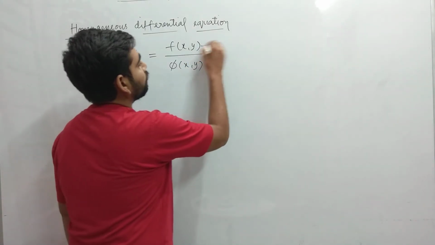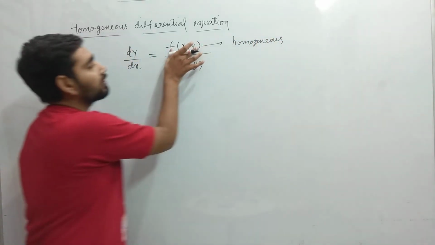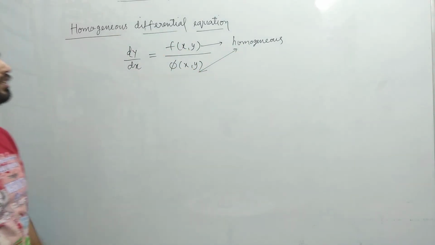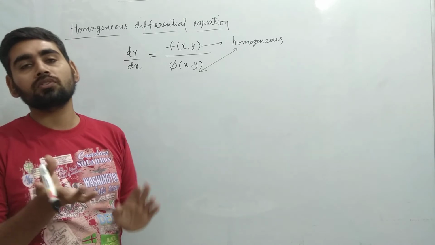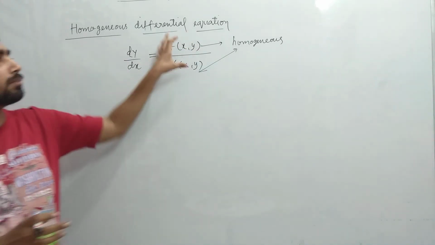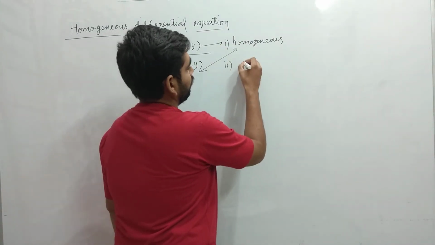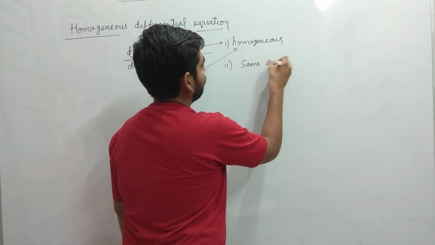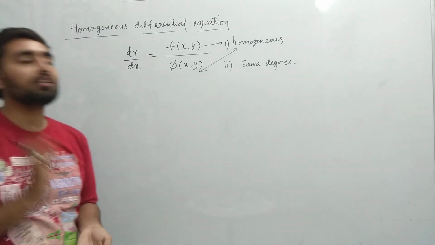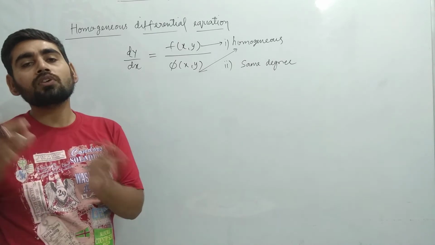What are these conditions? f(x,y) must be a homogeneous function. It is a two variable function and it must be homogeneous. Phi(x,y) must also be homogeneous. The first condition is that f(x,y) and phi(x,y) must both be homogeneous. And the second condition is that they must have the same degree. These two homogeneous functions must also have the same degree.